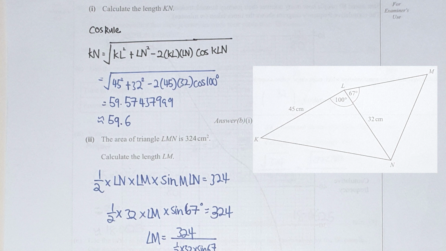So for part B of question 8, to calculate KN, we will be using the cosine rule. As the details have been shown over there, you will get your final answer as 59.6 after the calculation.